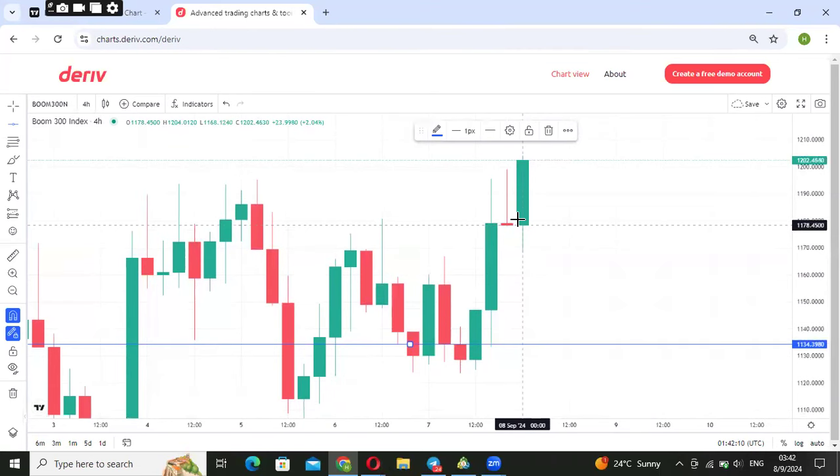So always trade according to H4. You can just trade one H4 candle per day. I think that's enough for the day. Don't overtrade, guys. Wait for good setups.